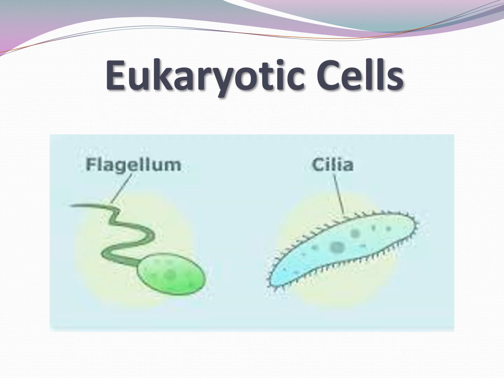Some cells have projections that they can use to help them move. A flagellum is a long whip-like tail that helps the cell move. Cilia are short, hair-like projections that beat in unison to move the cell about.